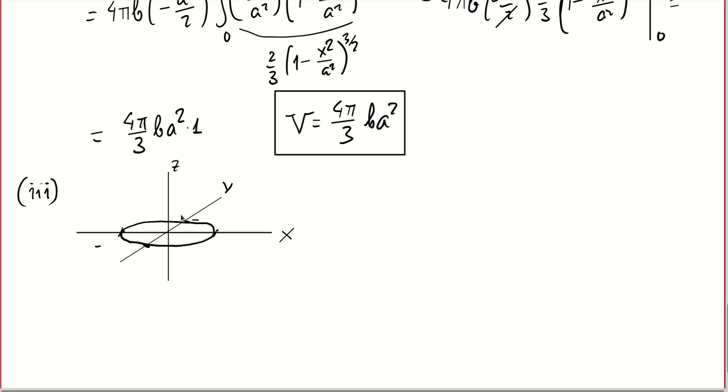Okay, so this is going to be a. This is going to be minus a. This is going to be b. And this point here is going to be minus b, right? And now what it says is, if you make a cross section, right? Let's say here, perpendicular to this. So this should be parallel to the y.